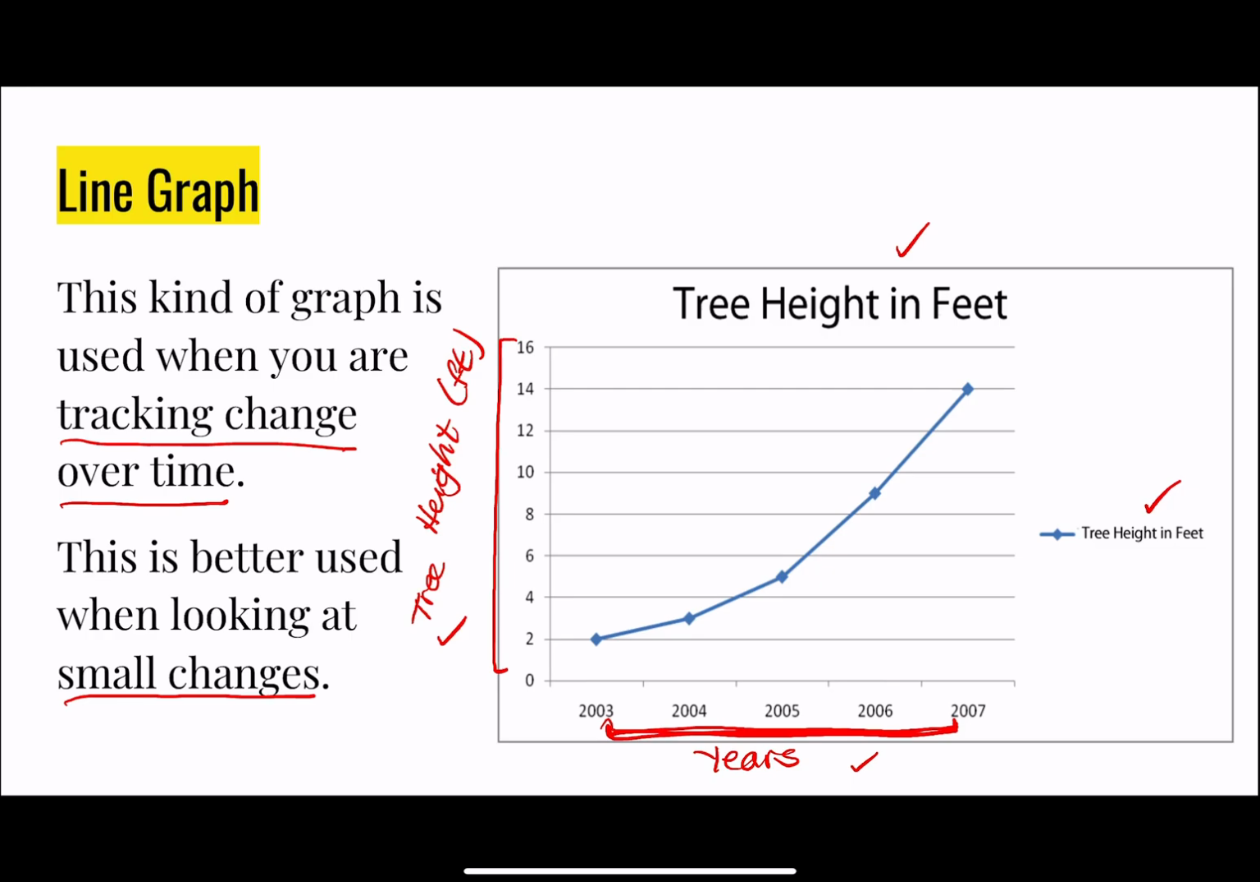So we are tracking change over time. We're trying to see how much the tree has grown every year, right? And we see that it's growing because the height of the tree is increasing. Hopefully that one is a little bit easier to see. So again, tracking change over time.